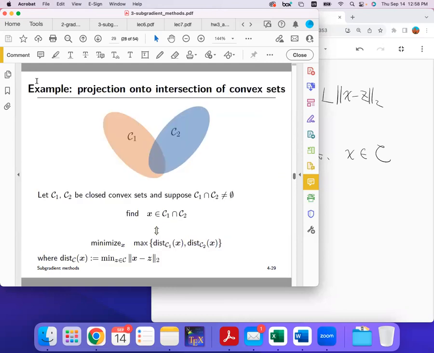Yeah. And now let's look at a very classic optimization problem, which turns out to be a special case of this projected subgradient descent method. The problem here is like we have two convex sets, C1 and C2, and suppose they have non-empty intersection. Now we simply want to find a point in the intersection.